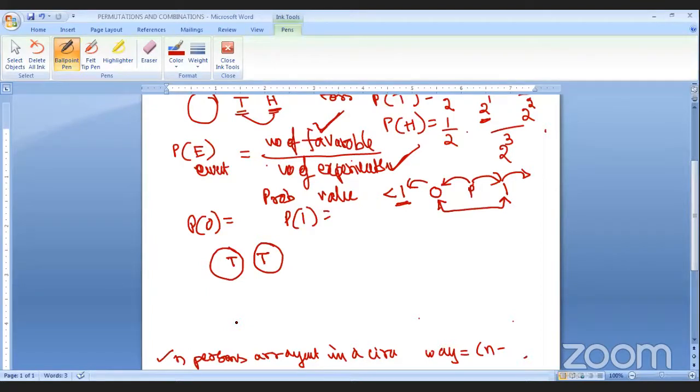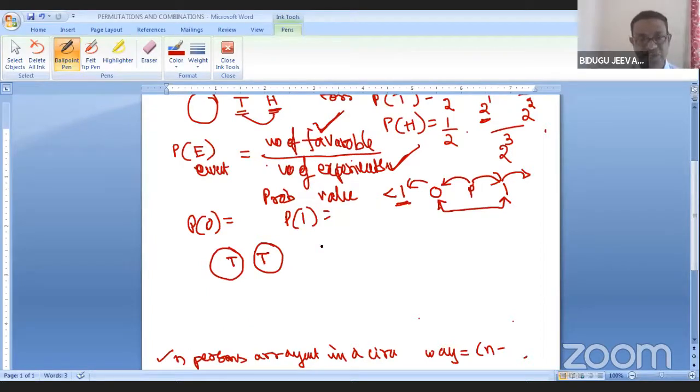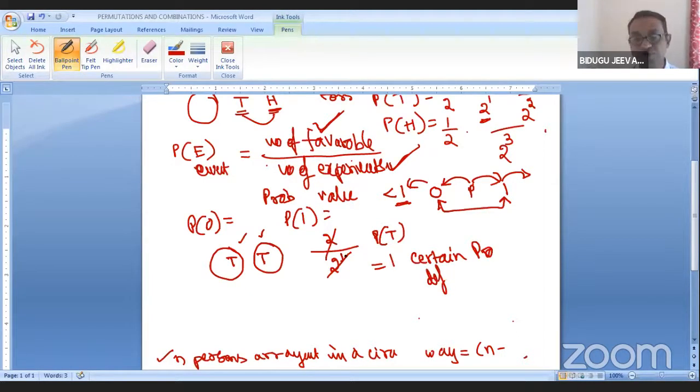I have a coin, both sides tail. My question is, if a coin is tossed 2 power 1, what is the probability of getting tail? So how many tails are there? 2. It is nothing but 1. So this is called certain probability. That is called definite probability, because there is no question of chance here. If you toss a coin, definitely you'll get tail.